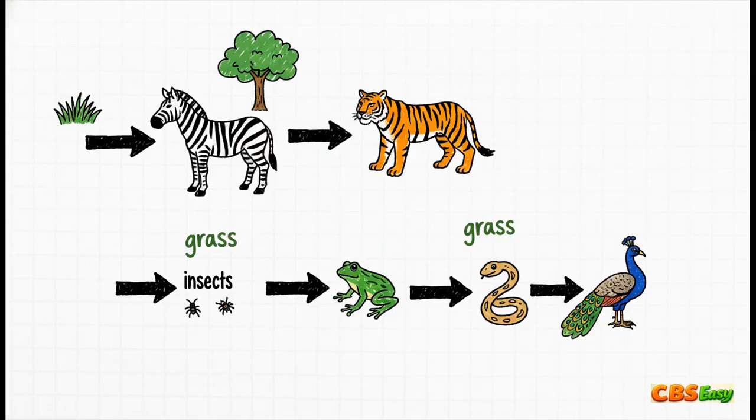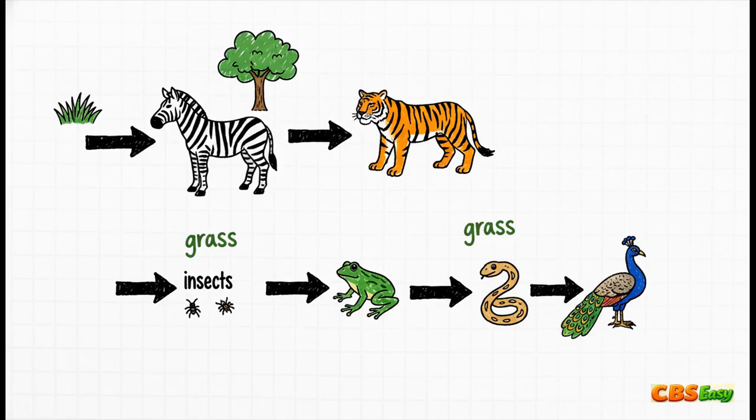Here's one way you could have drawn it out. You see the simple one? Grass gets eaten by the zebra, and the zebra gets eaten by the tiger. But look over here, you've got this much longer chain. Grass to insect, to frog, to snake, all the way to the peacock.